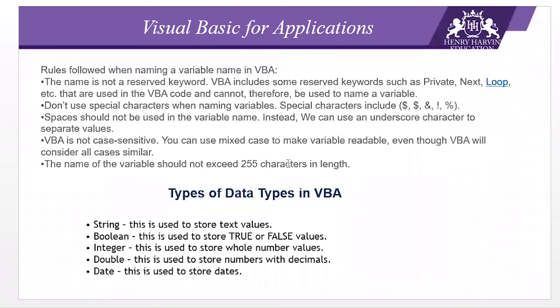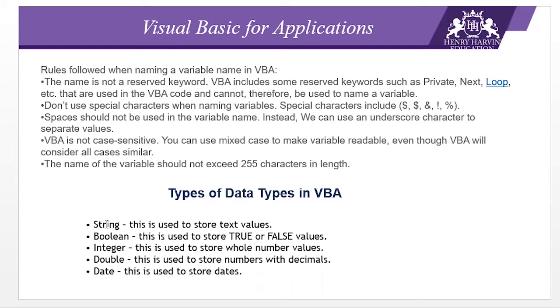Now you saw the types of data types in VBA, and these are the rules. We cannot use special characters while naming a variable. We cannot use the dollar sign, ampersand, percentage, and exclamation. The name of the variable should not exceed 255 characters, and of course nobody would do that. Names that are VBA code cannot be used to name a variable. VBA includes some reserved keywords such as private, next, loop, etc. Don't use the space character, which we have already seen. You can use mixed case to make a variable readable, even though VBA will consider all cases similar.